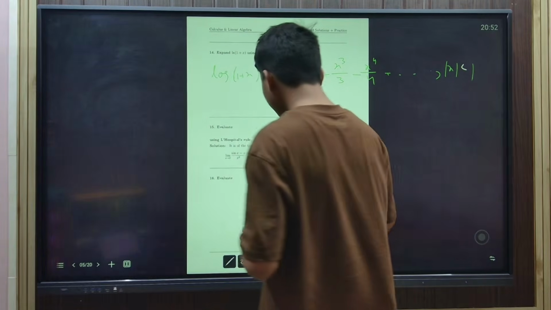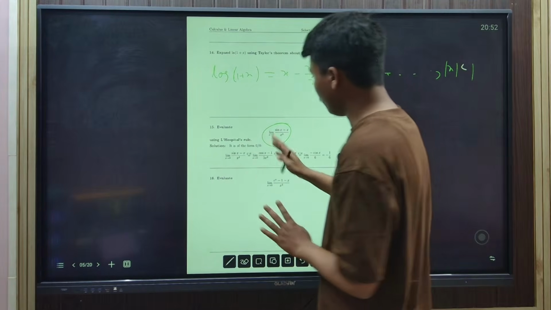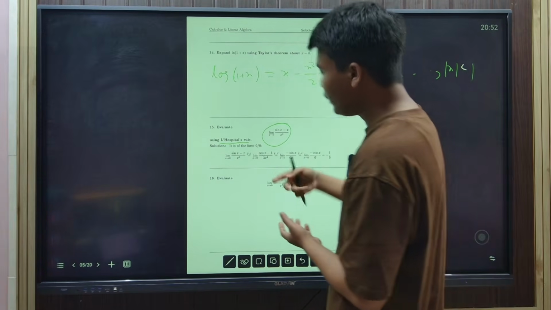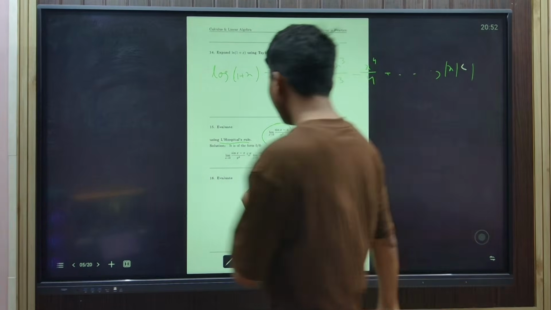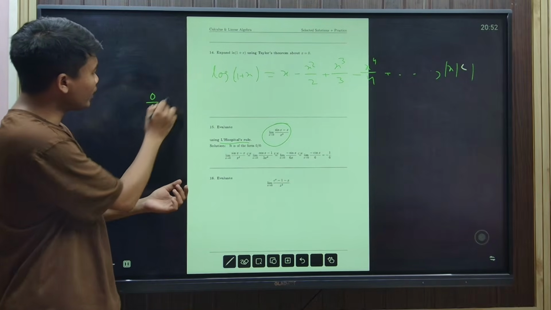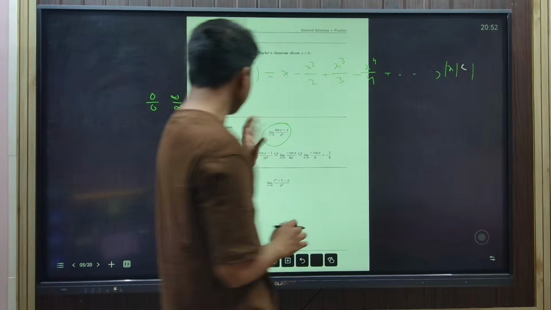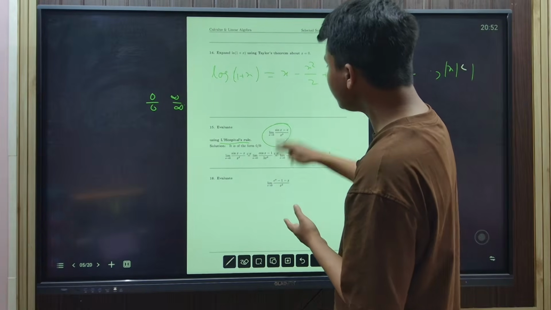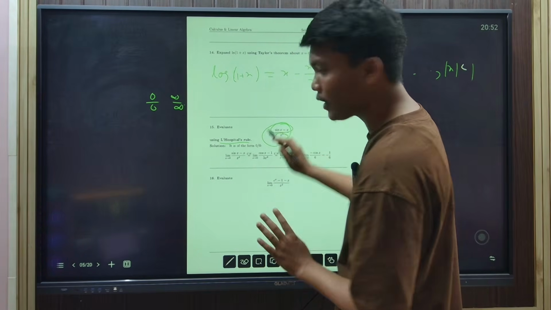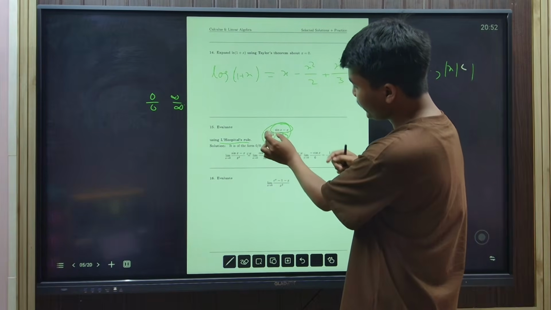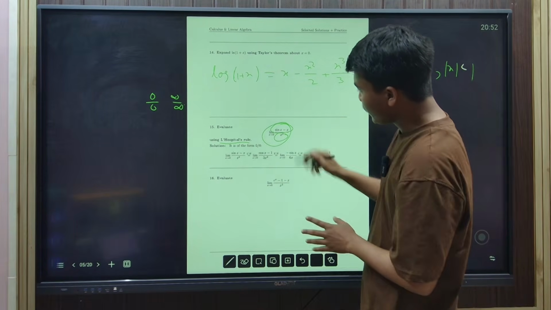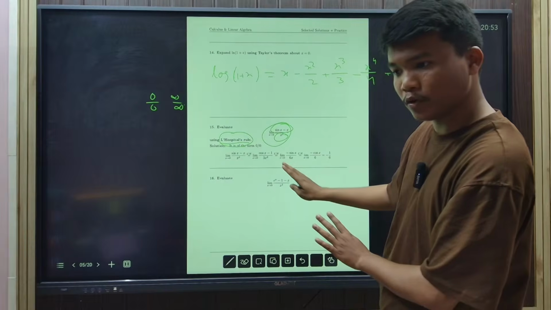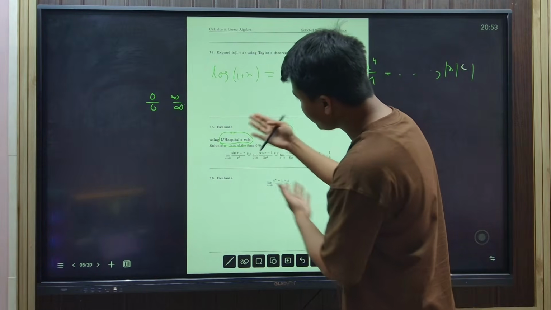So now evaluate the limit using L'Hopital rule. What is L'Hopital rule? Suppose you have a function and you want to find its limit, and it is in indeterminate form, either 0 by 0 or infinity by infinity. Then you can take the derivative of the numerator separately and the derivative of the denominator separately, and then put in the limit. If 0 by 0 or infinity by infinity comes again, apply the rule again.